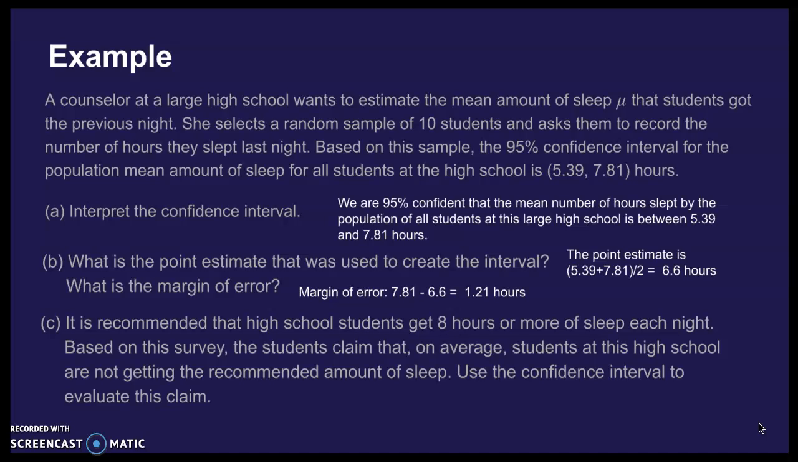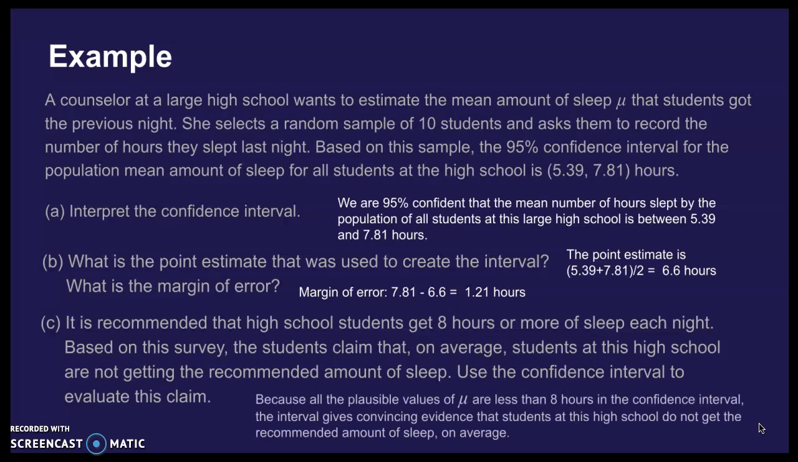Now, it's recommended that high school students get 8 hours or more of sleep each night. Based on this survey, the students claim that, on average, students at this high school are not getting the recommended amount of sleep. We're going to use the confidence interval to evaluate that claim. Remember, the confidence interval only goes from 5.39 to 7.81. All of the plausible values for mu are less than 8 hours in this confidence interval, right? The top one is 7.81. So this interval gives convincing evidence that the students at this high school do not get the recommended amount of sleep on average.